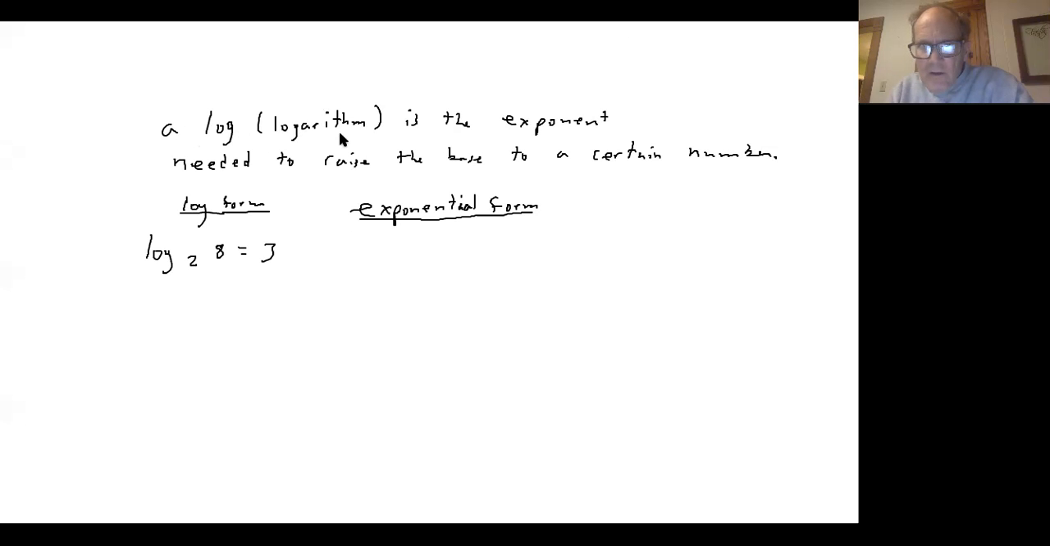So a log or a logarithm is the exponent needed to raise the base to a certain number. So here I'd read this and it'd say log base 2 of 8 equals 3. Doesn't really make much sense, does it? In exponential form it makes sense. 2 to the third equals 8. I use that little loop there to kind of help me do that.